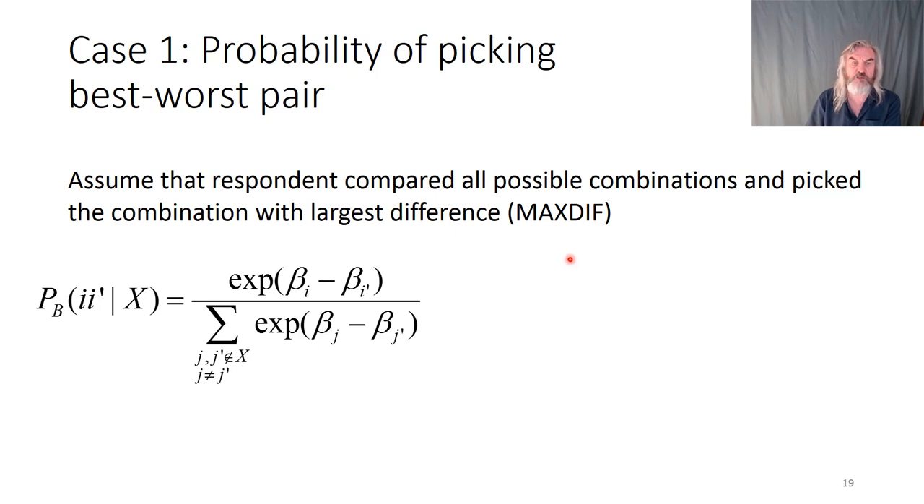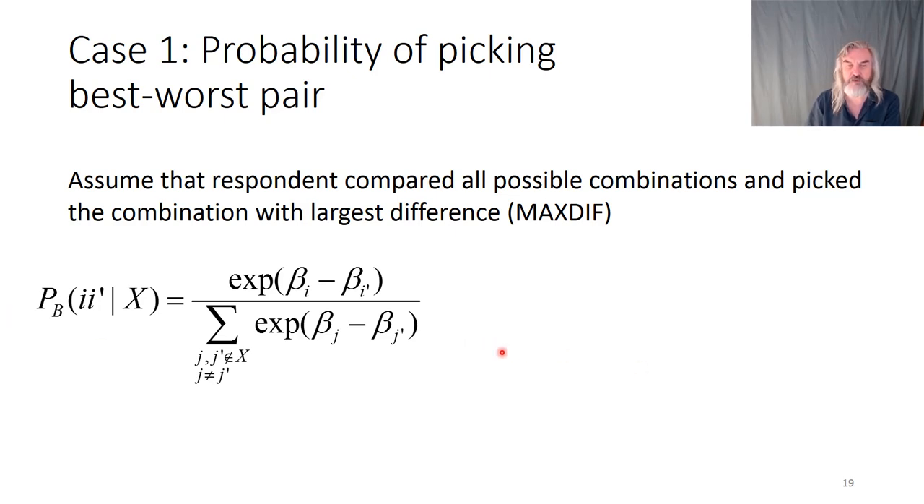The model looks different. The probability that you choose this combo of I and I prime as being the best is just the exponential of the difference now between the utility of the item that was best and the utility of the item that was worst. The gap between them, divided by the sum of all possible gaps. So this is just a different way of interpreting the data you've got, and sometimes that's used.